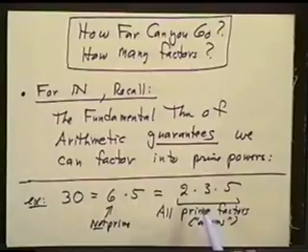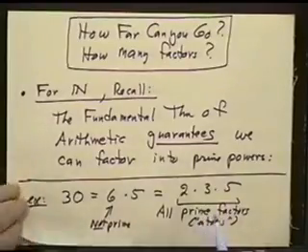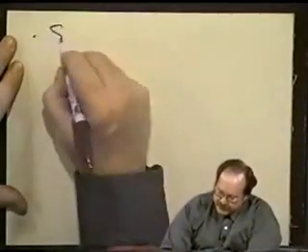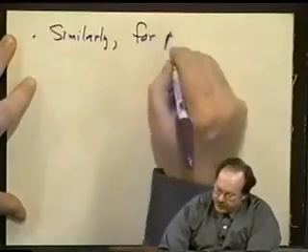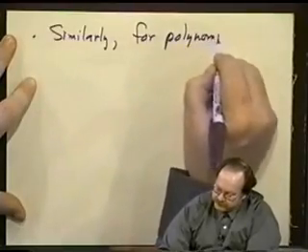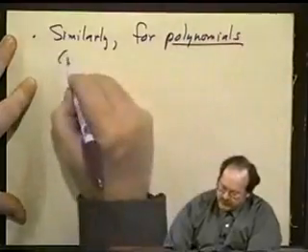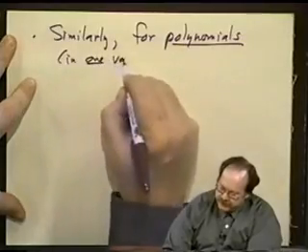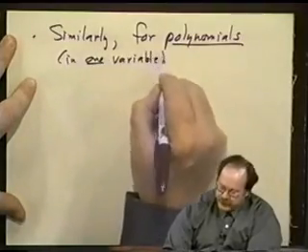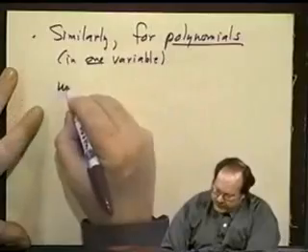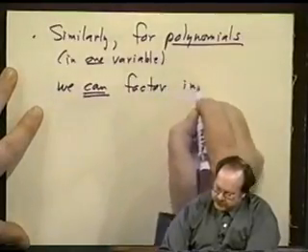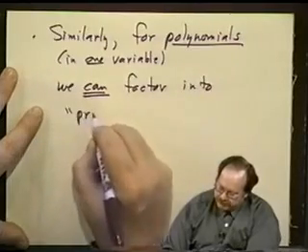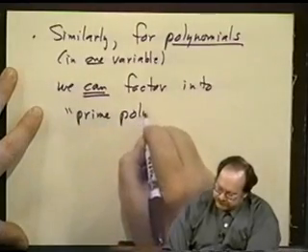So we ask ourselves, is there something like that for polynomials? Well, let's see. Similarly, for polynomials in one variable, let me just remind you of that. We're only looking at those sorts. In one variable, we can factor into what are called prime polynomials.